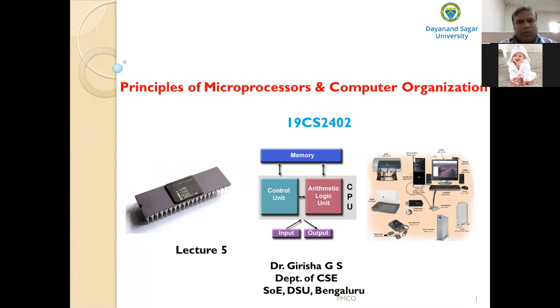Then the data bus is used to carry data between the microprocessor and the memory and input output unit. The data bus is bidirectional because the microprocessor needs to send and receive data. The width of the data bus determines the word length of the microprocessor. That means the data bus determines the microprocessor architecture.